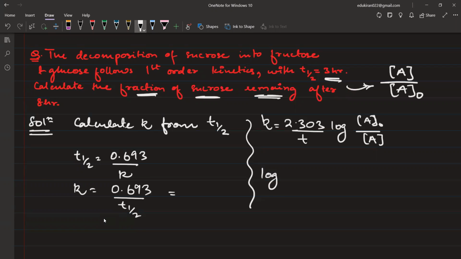Calculate what is the value of log of A naught upon A. This will be equal to what? KT upon 2.303, right? Calculate this value. यहाँ पे T की वैल्यू क्या हो जाएगी आपके पास? T की वैल्यू हो जाएगी 8 hours. हाँ, T will be 8 hours. You will get the K from here. Calculate this value. Log A naught upon A calculate कीजिए, फिर हम बताते हैं आप लोगों को.